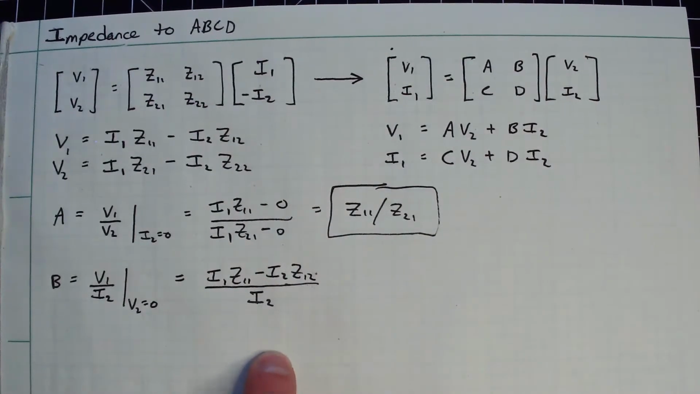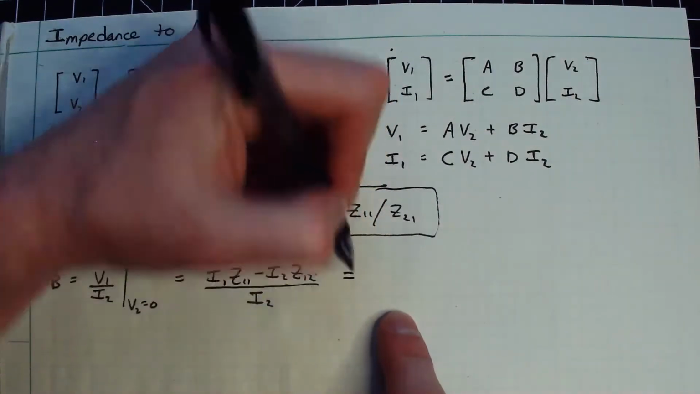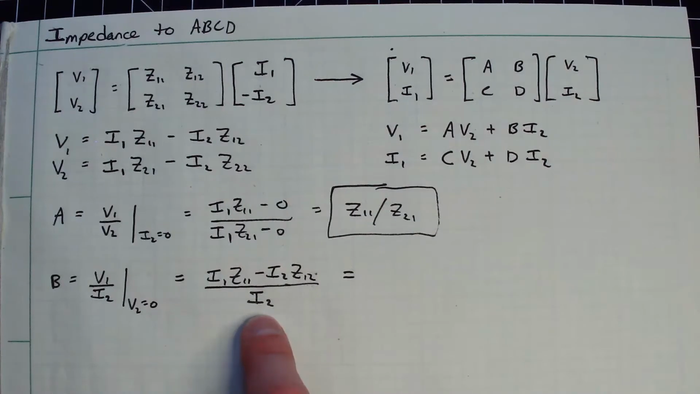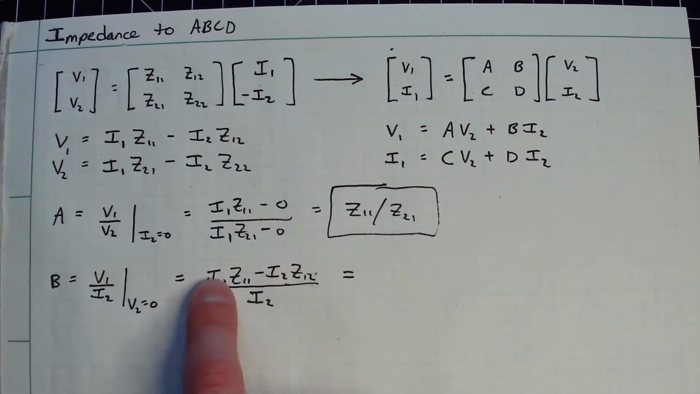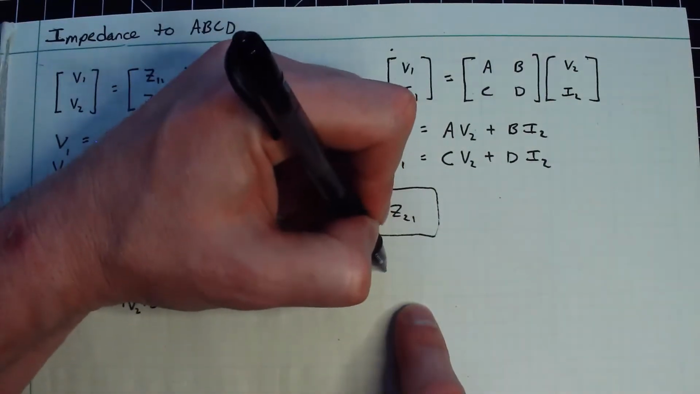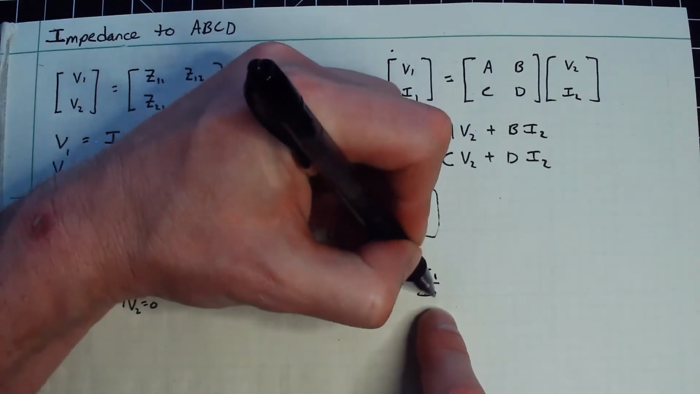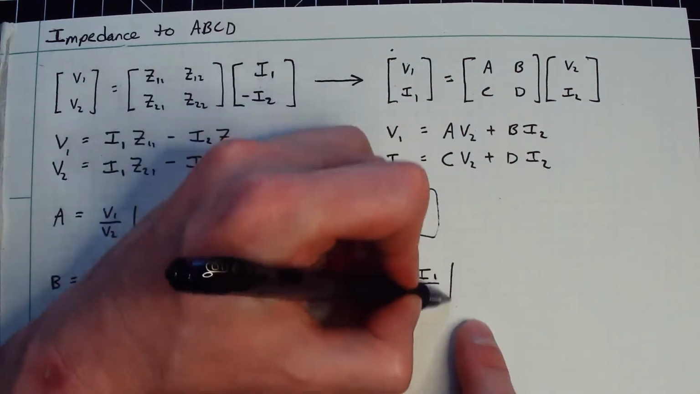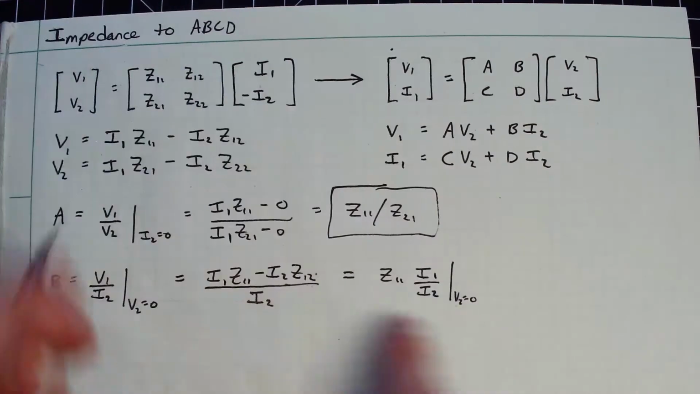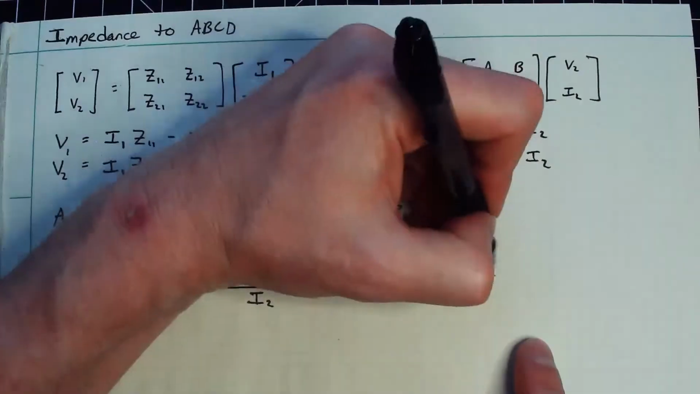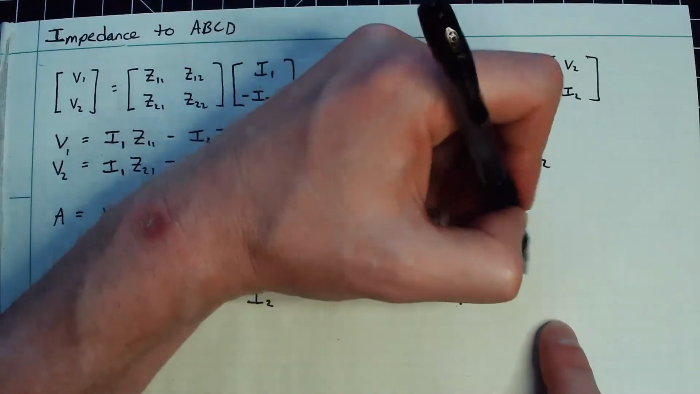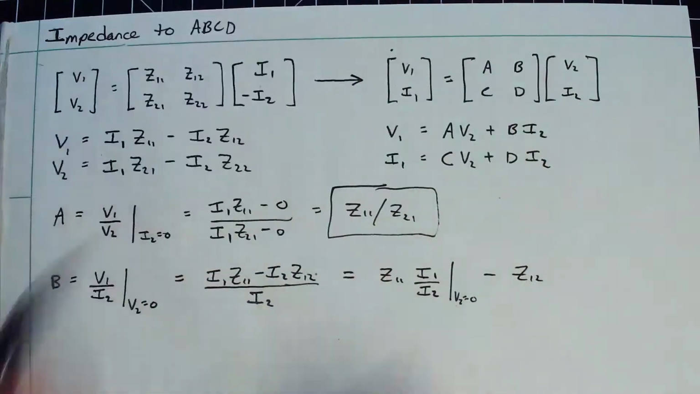So this gets a little bit tricky. So what can we do to simplify here? Well, I know that this will become the following. I get a Z11 times I1 over I2 subject to V2 equals 0. And then I'm going to subtract the numerator here. So it gets a little tricky here, Z12 like that.